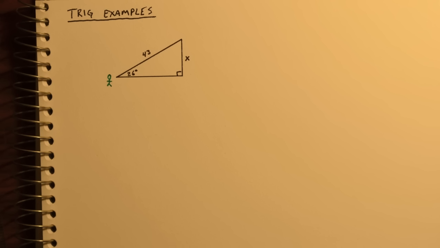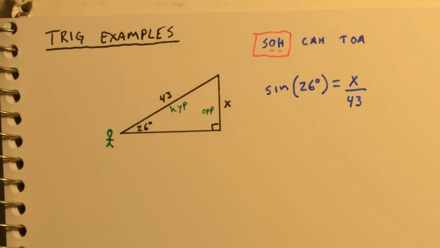So we have that triangle from the previous slide. Your angle of reference is the angle that you know, in other words, 26 degrees. From that angle of reference, we know we want to solve for the opposite, and we know the hypotenuse, and so that means the sine function is for us. So the sine of the angle equals opposite over hypotenuse. So there is our equation. Now we need to solve for x.